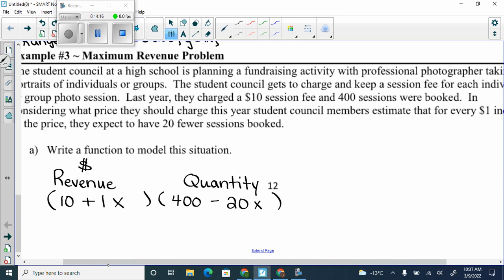Right? So I'm going to deduct minus 20 for every session I sell, right? So the X is how many sessions I sell. I have to figure that out. Okay? So this is my revenue bracket. This is my quantity bracket. If I take the revenue per ticket and I multiply it by the quantity, what am I actually getting in the end? How much money I made, right? So last year, they sold it for $10 and they sold 400 sessions. So how much money did they make? 4,000, because I just multiplied the two, correct?